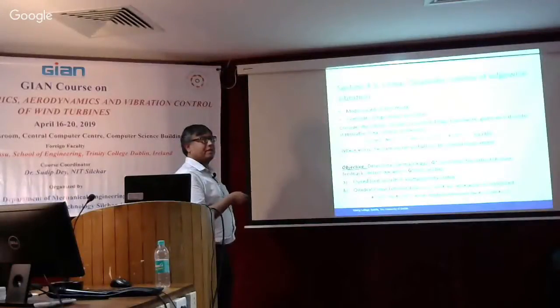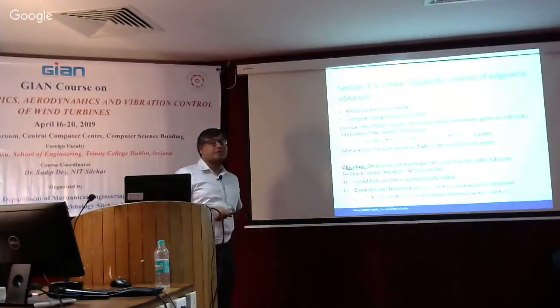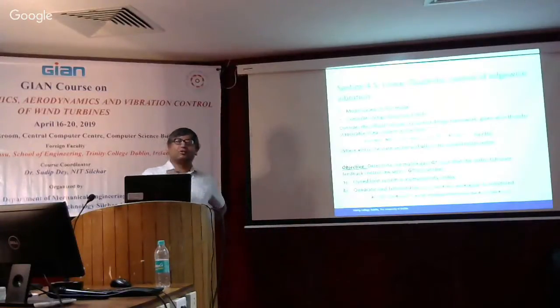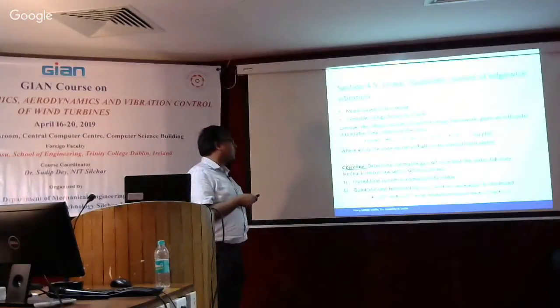nature of the matrix, and this is your x dot. A is your system matrix, x is your state vector, and B is your control influence matrix. In this case, u comes from the actuator force that we use to control the vibration of the system.